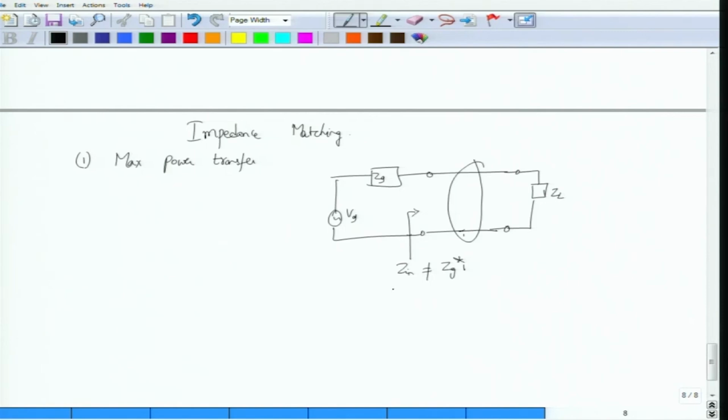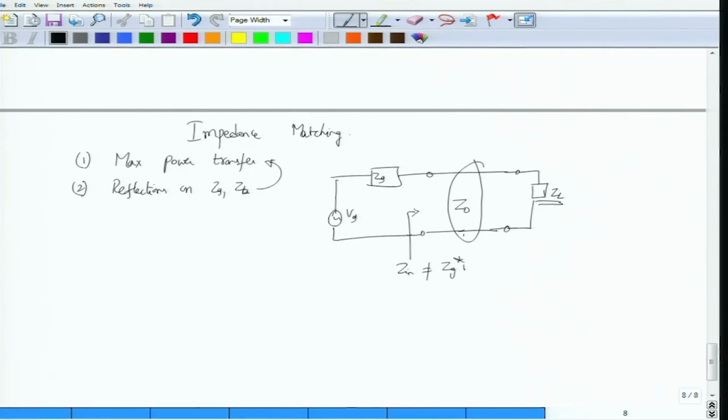Now in many cases you will not be able to adjust the transmission line, therefore you will have to come up with a different way to match the impedance of ZL via the transmission line of characteristic impedance Z0, such that this condition is satisfied. This is for maximum power transfer. The second reason is to minimize reflections on either the ZG side or the ZL side. This is called load matching or generator matching. Again, the primary reason would still be to transfer maximum power.